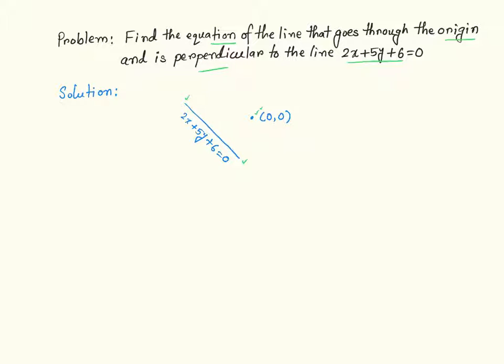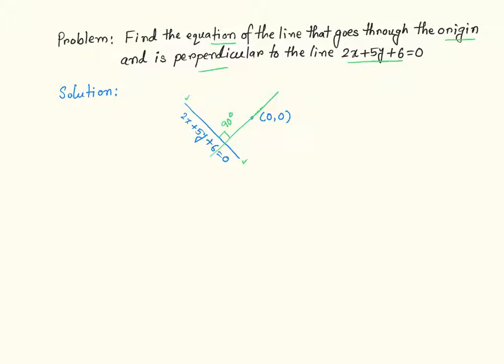By the way, there will be exactly one line with these properties. That line is going to look like this, and this angle is going to be 90 degrees. So, this is the overall picture of the problem.